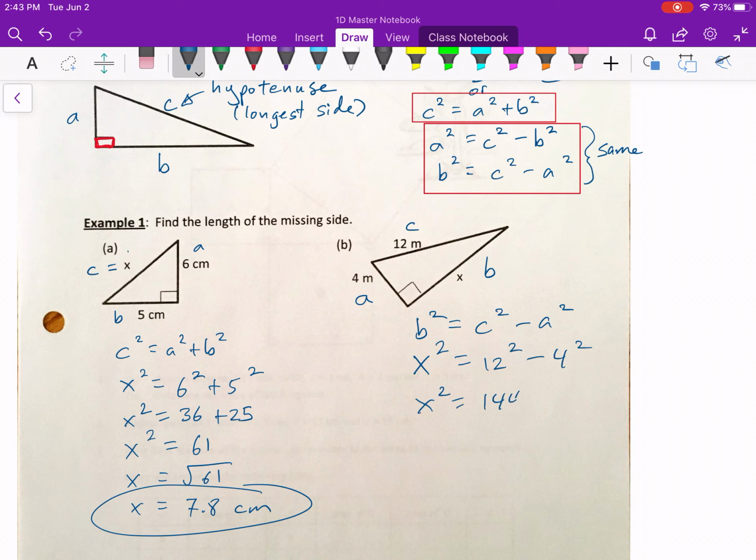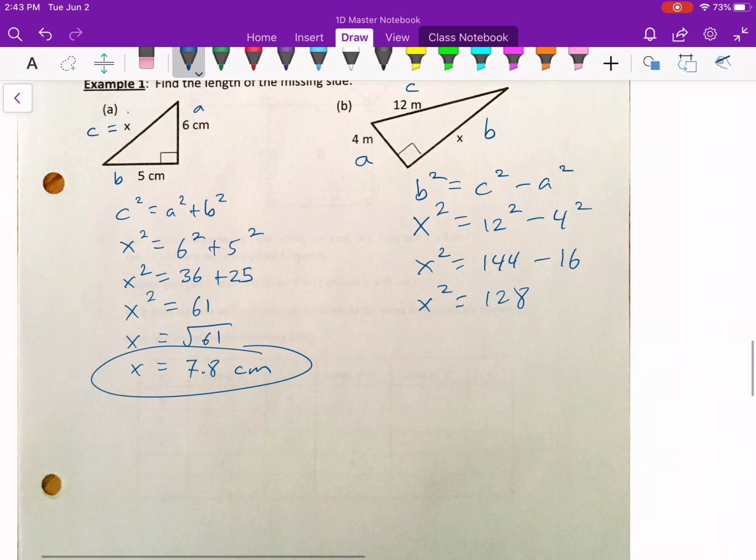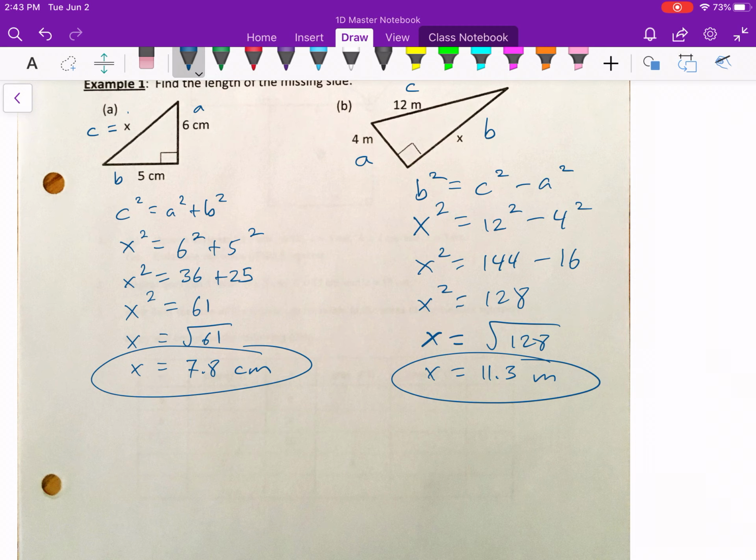12 squared is 144, 4 squared is 16. So x squared equals 128. Take the square root of each side, and x is equal to 11.3. And again, the units will be the same as what was given, so it'll be meters in this case.